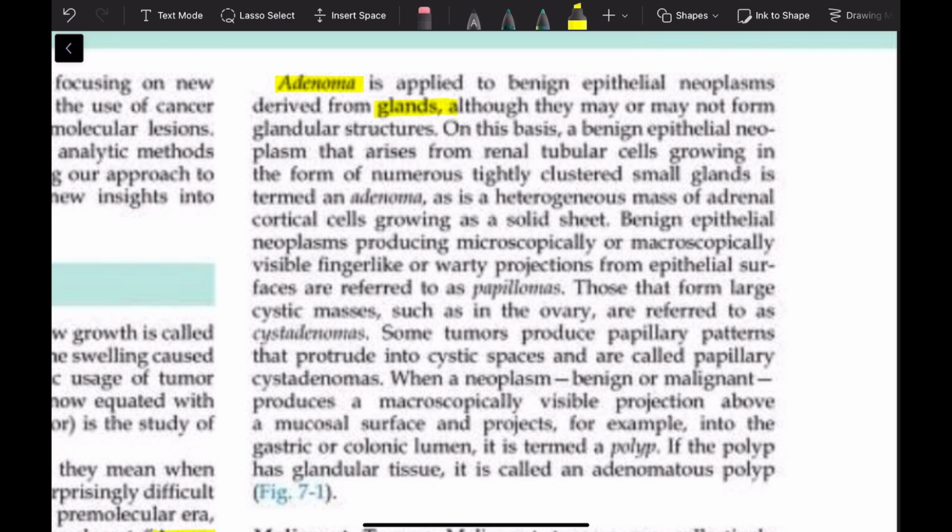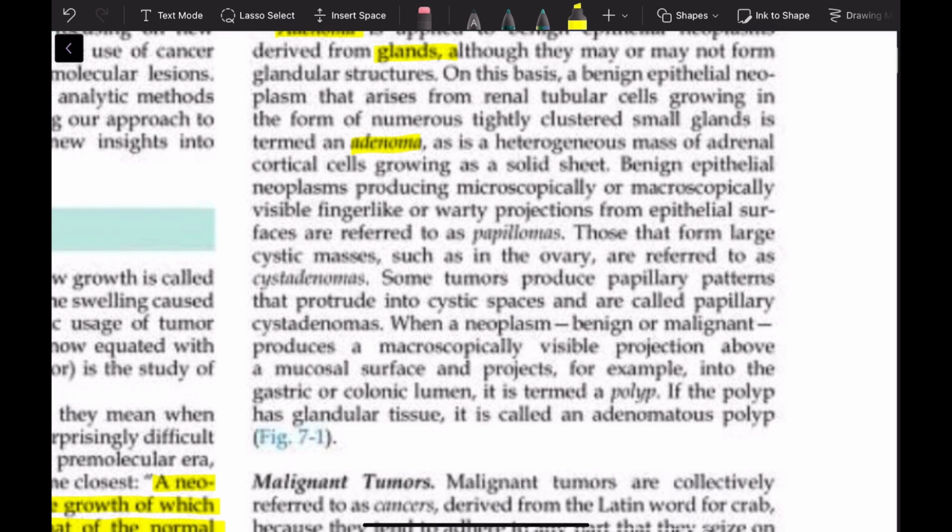Although they may or may not form glandular structures, on this basis benign epithelial neoplasms that arise from renal tubular cells growing in the form of numerous tightly clustered small glands is called an adenoma. It is heterogeneous mass of adrenal cortical cells growing as a solid sheath. Benign epithelial neoplasms producing microscopically and macroscopically visible finger-like or warty projections from epithelial surfaces are called as papillomas.